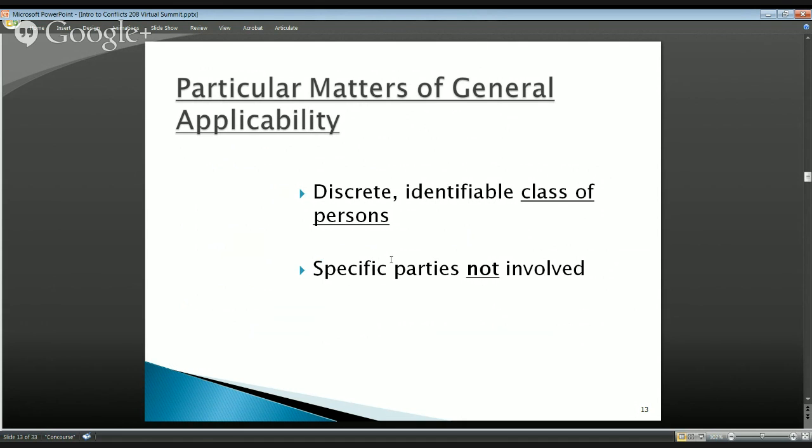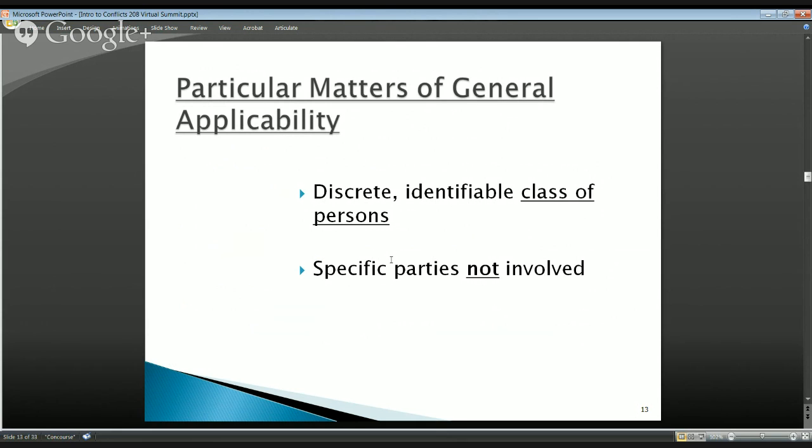Government and Patrick. Right. We're talking. There has to be a discrete and identifiable class of persons. There's not any specific person within that class named. Yeah, and I think that's the concept that's really difficult. But this is where we get to things like rulemakings, policy decisions that are focused on discrete and identifiable classes of persons.